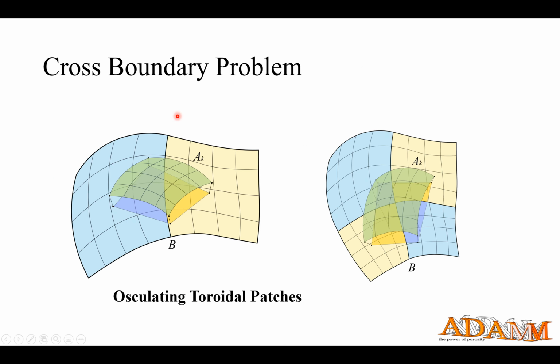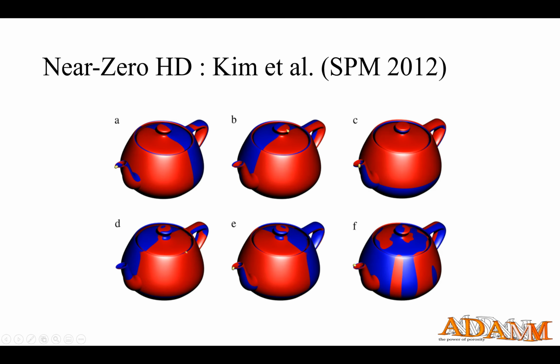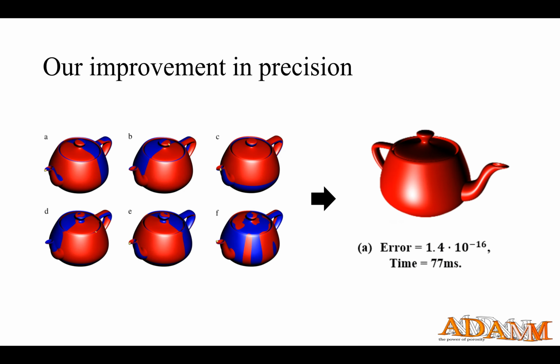These figures show the cross-boundary problem. We handle this problem and get a stable result using osculating toroidal patches. Kim et al.'s algorithm was the first CPU-based algorithm to compute near zero HD in interactive speed. We also compute near zero HD using the same Utah-Tipan model and achieve machine precision in interactive speed.